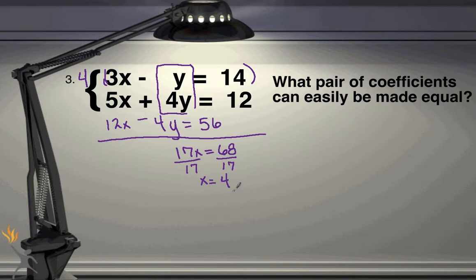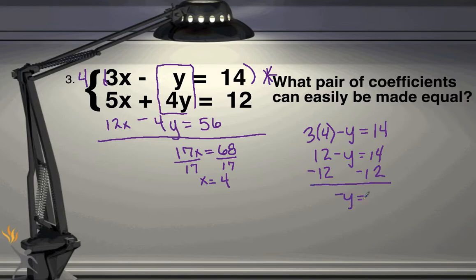Now that we've got that, what do you think is the best one to plug this x back into? You're right, it's going to be going back into that first equation right here. It already has that y solved by itself. It allows me to do a little less work. So 3 times 4 minus y equals 14. 12 minus y equals 14. Subtract 12. Negative y equals 2. Divide everything by -1. And y equals -2. So I get my answer of 4, -2. That's the intersection point.